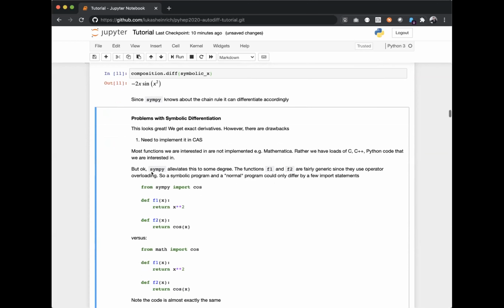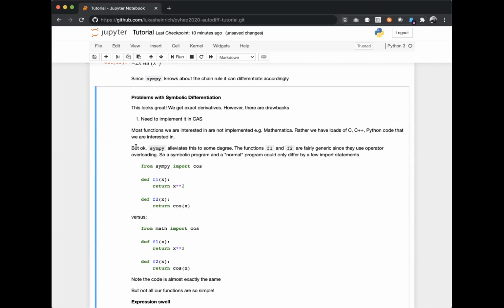So the first drawback is that whatever program you're intending to run, you need to implement that in the language of the computer algebra system. And you all know our reconstruction and analysis software is not implemented in a computer algebra system, but it's a bunch of C++ or C or Fortran or Python code. So usually it's not in that kind of general purpose language, but okay.